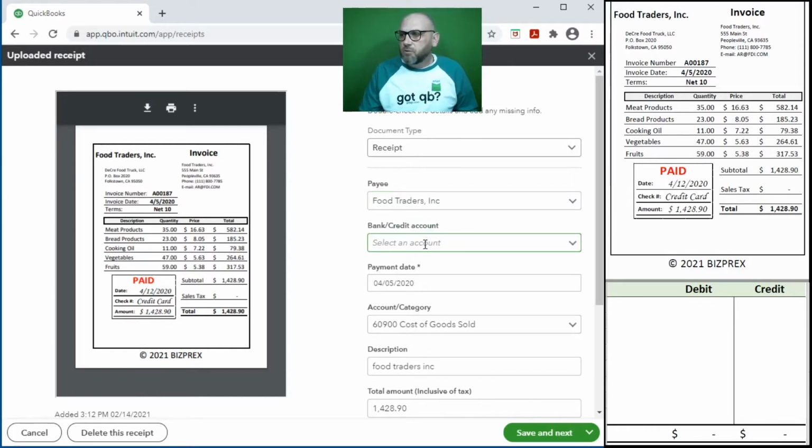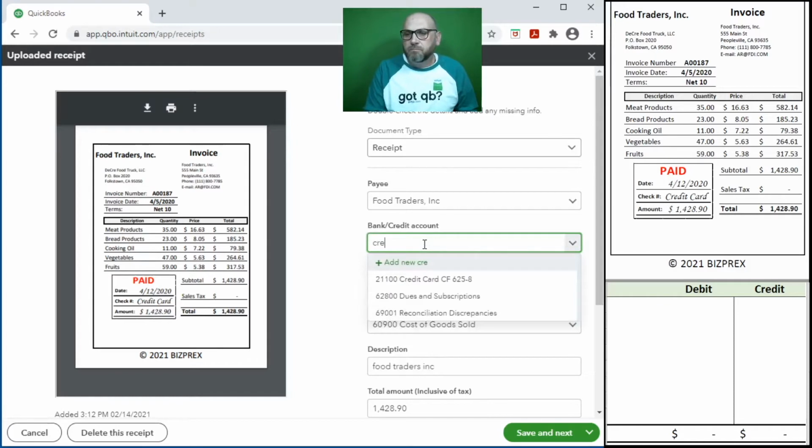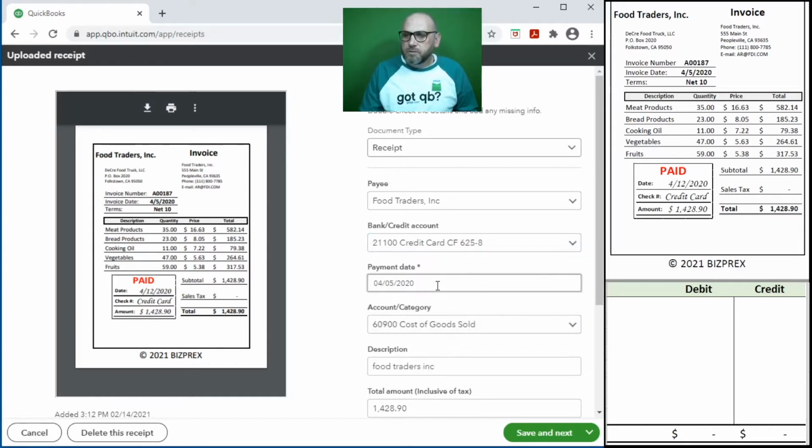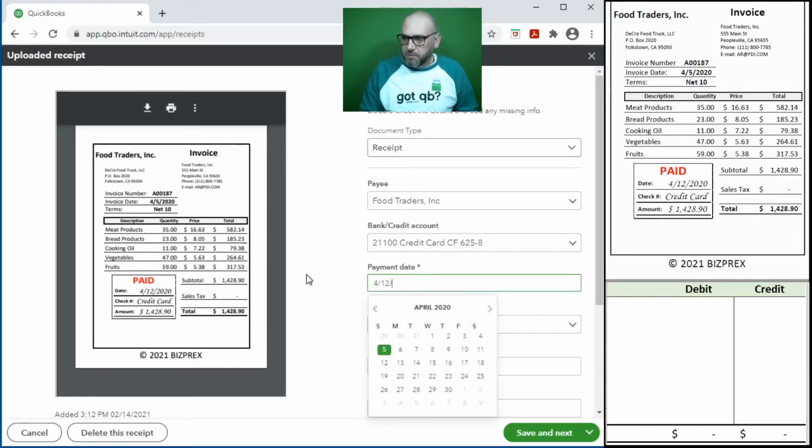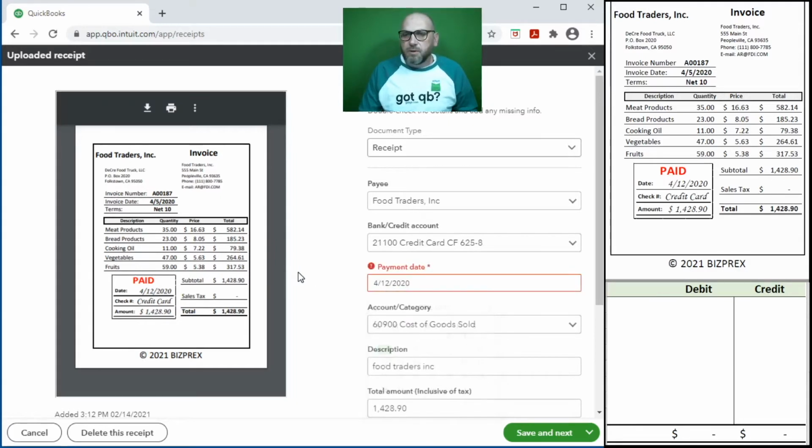Okay, food traders, how we're paying? We're paying with a credit card. Okay, here it is, payment date. Again, the software picked it up correctly, right? The software picked up the date correctly, except that it was the invoice date. And if we were doing live accounting, or if it was a true receipt, it would work fine. In this case, we paid it on 4/12, even though the invoice was dated 4/5. We just have to adjust it, right?